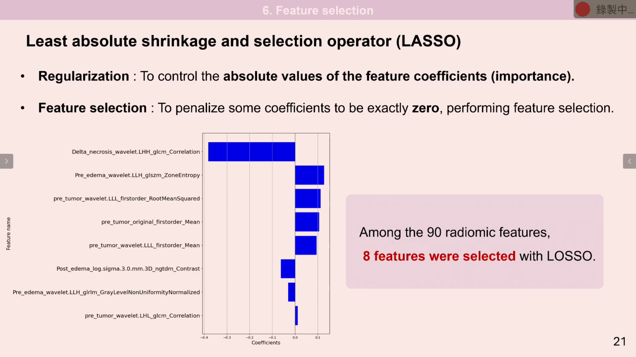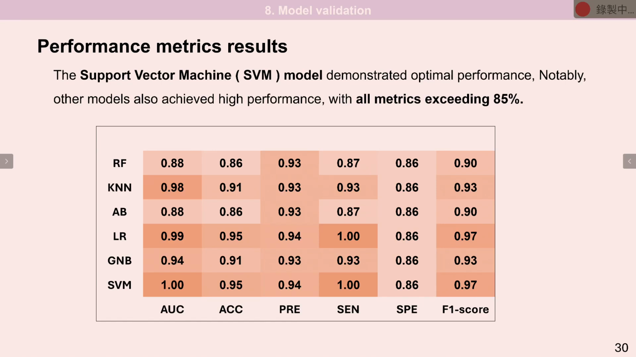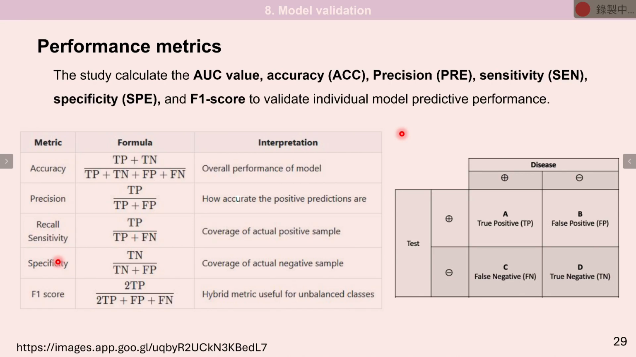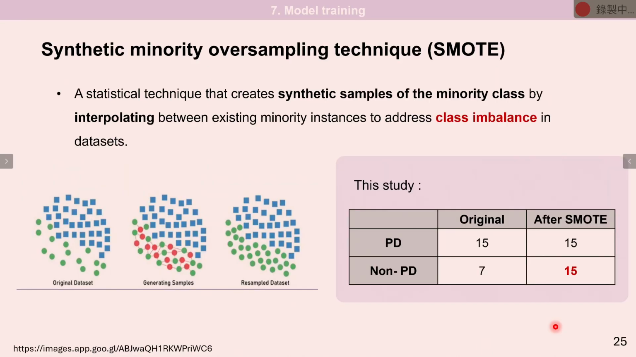Why do all the models have the same specificity? In my opinion, if the models have the same specificity, it means they have almost the same true negative rates.